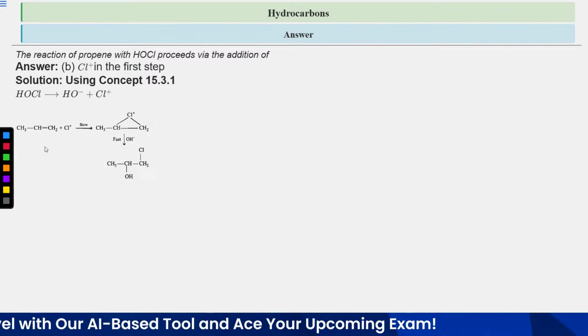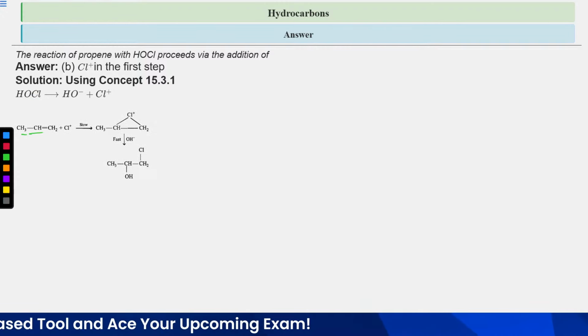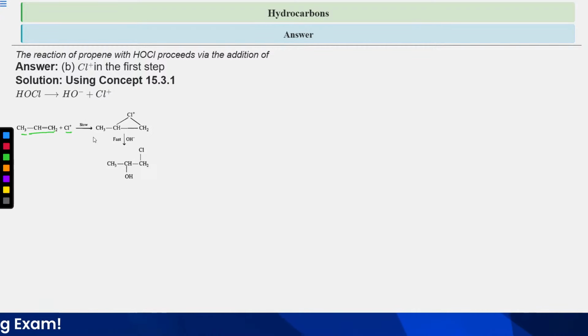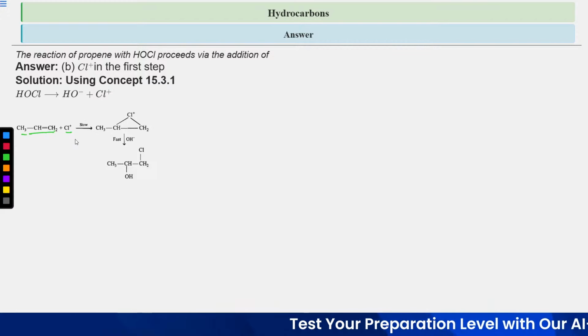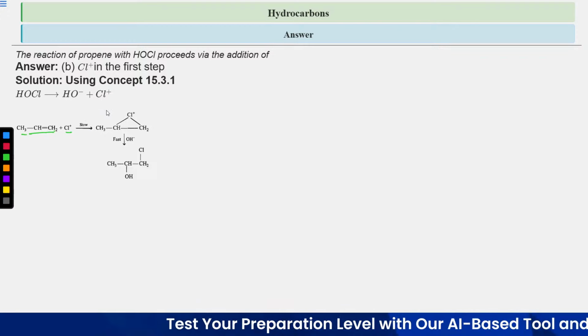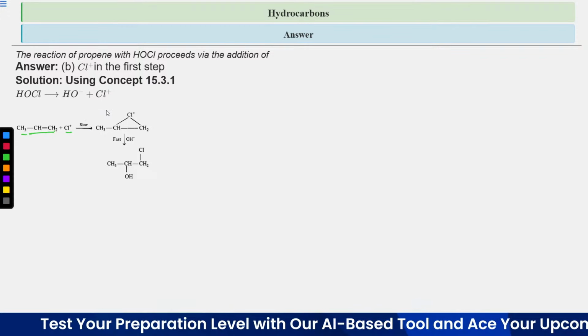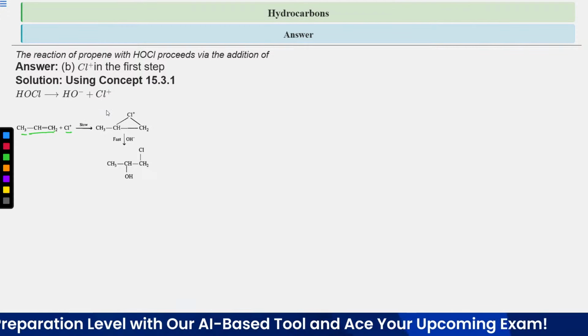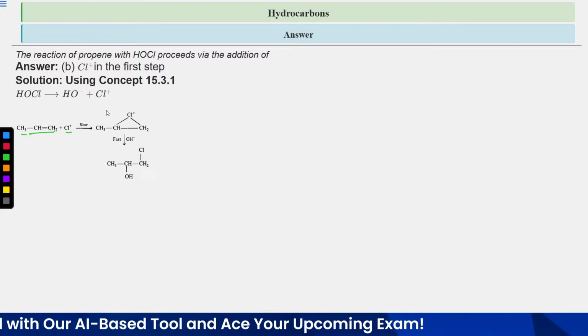Then the propene we take, CH3 CH double bond CH2, will react with the Cl positive we obtain from HOCl. This will be a slow reaction and forms an intermediate, which is CH3 single bond CH single bond CH2, and this structure will be formed with the Cl positive.